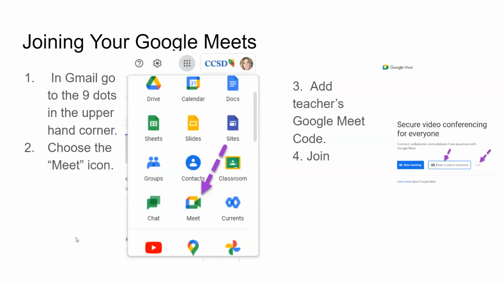You have 3 live sessions a week per course with your teachers, and you'll be doing those through Google Meets. So in Gmail, you're going to go to the 9 dots, which are in the upper right-hand corner of the screen, and you're going to choose the Meet icon. Once you do that, a screen will come up and it will ask you to enter a code or nickname. So please add the teacher's Google Meet code that they have provided you on their homepage. And then you're going to click the Join button.